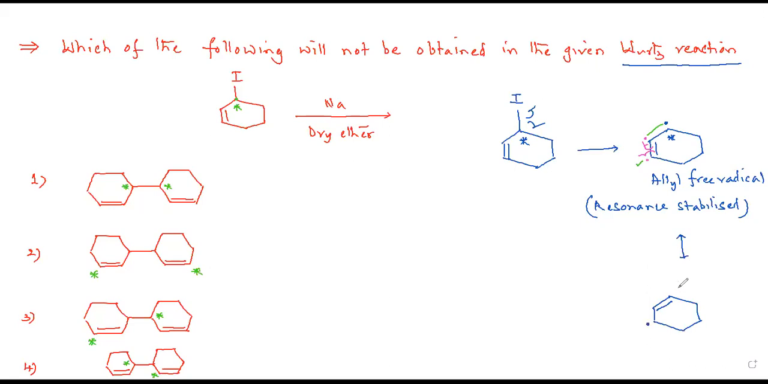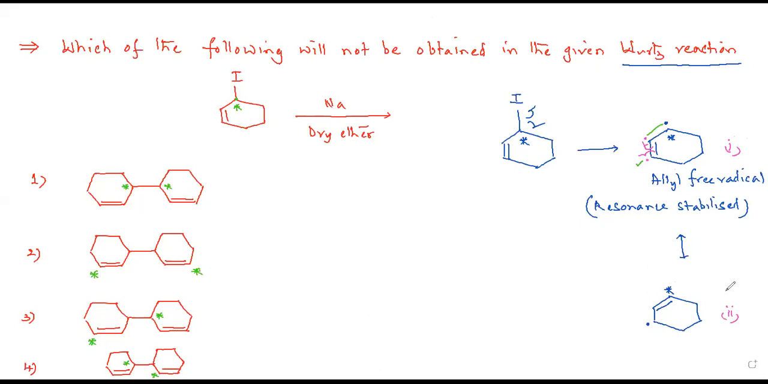You got a free radical over here, but this is the one with radioactive carbon. See, the radioactive carbon has not changed its position. It is still there. The only thing is, because of resonance stabilization, the free radical is formed on a different carbon, right? Now, let this be the first variety. This be the second variety.